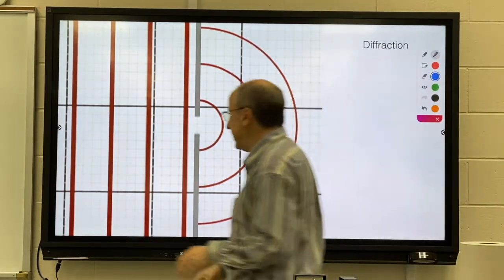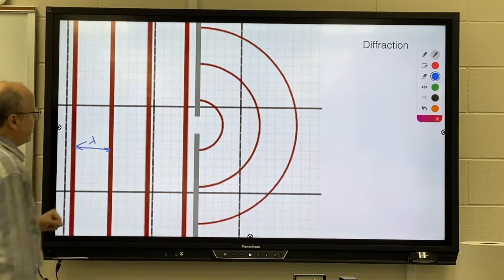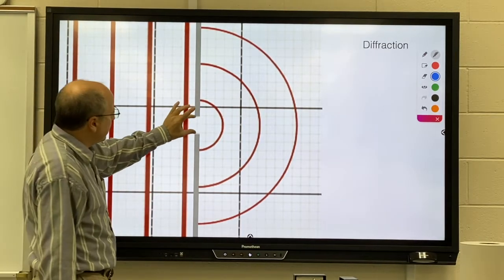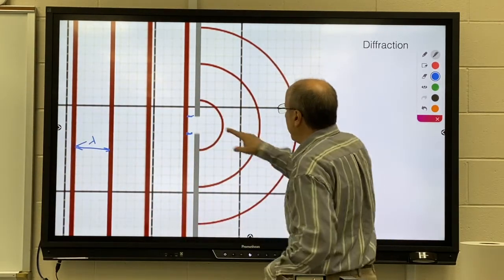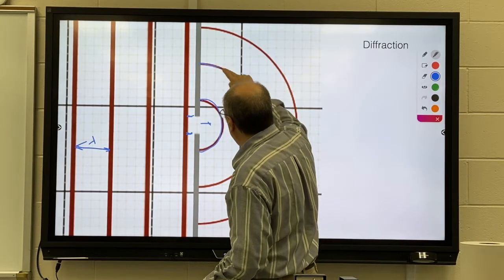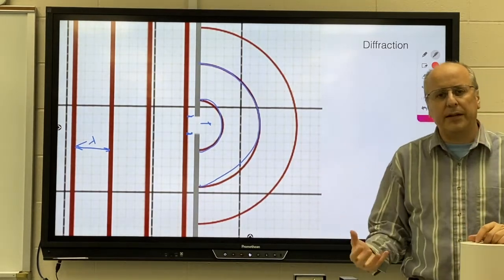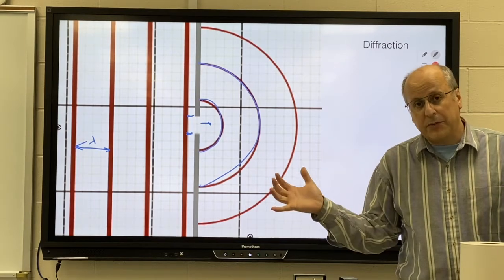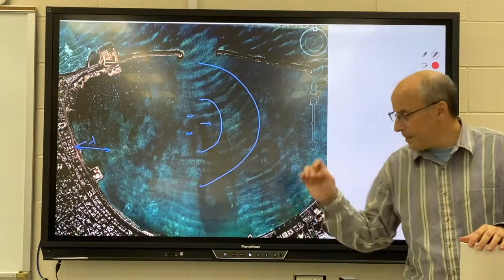So let me explain. These red lines represent waves of light, or waves of water, or waves of sound. They're going to pass through a narrow opening in a barrier, and when they emerge on the other side, you can see how the waves spread out as if they are a brand new source of sound or light or water waves. So diffraction again is the spreading out of the wave after passing through a narrow opening.